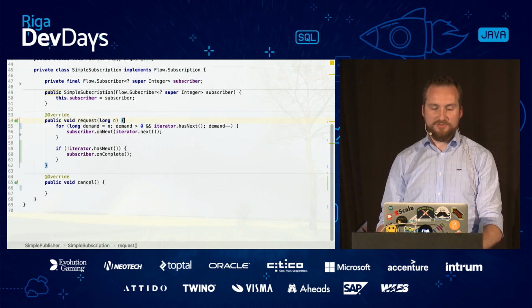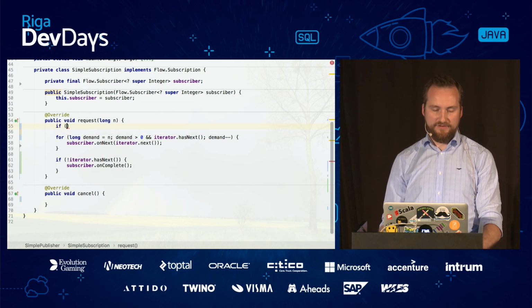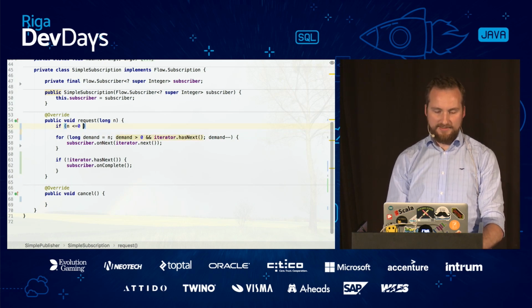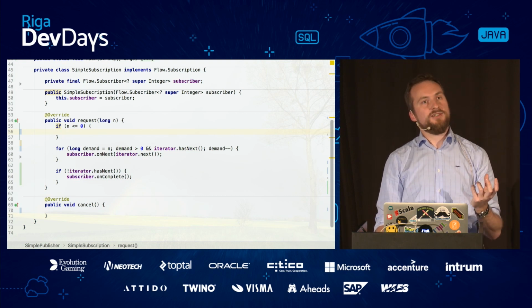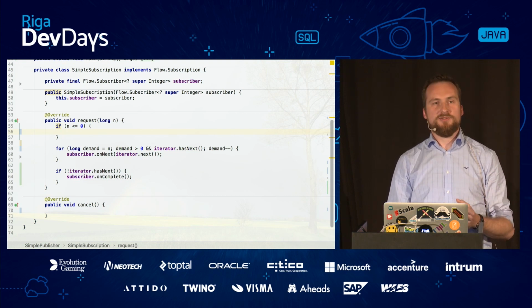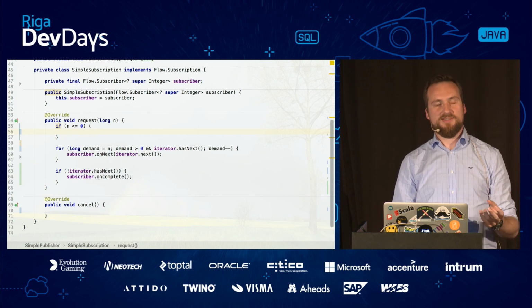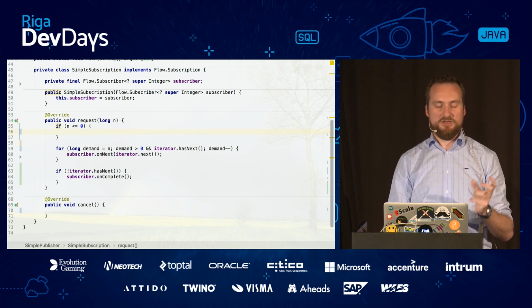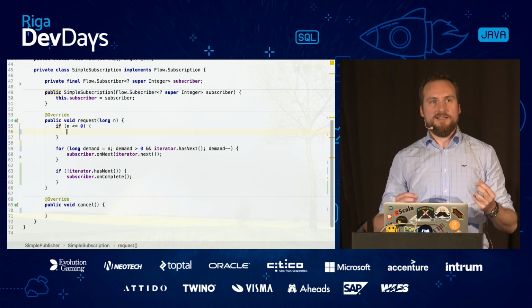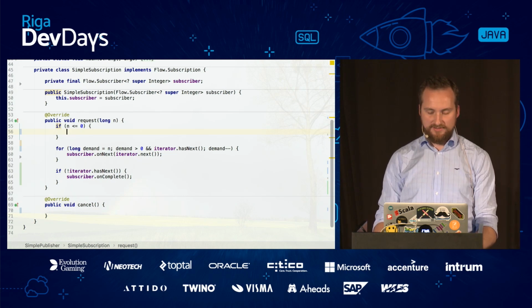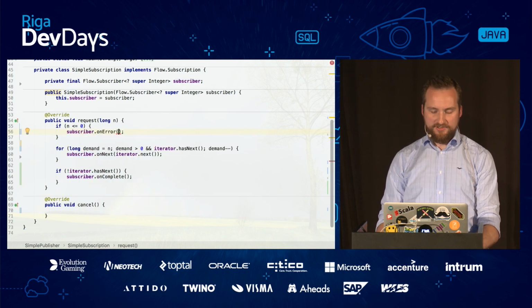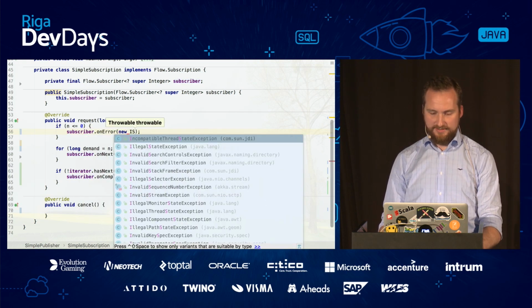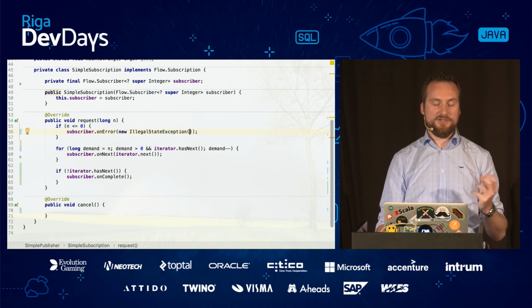This sounds pretty easy to implement because we just need to add an if here, and if n is less than or equal to 0, we need to... Initially you would think we need to throw an exception, but actually throwing exceptions is not the best way to signal errors in a streaming pipeline. For signaling errors, we have the on-error callback, so that's actually what we need to do. So we need to say on-error, and let's say we want a new illegal state exception here.